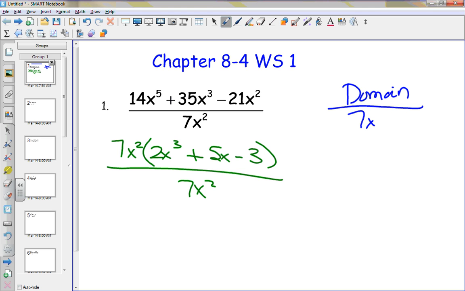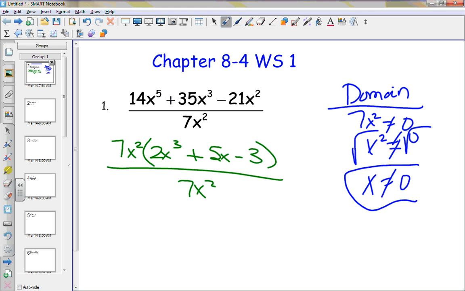Domain: 7x squared cannot be 0, which means x squared cannot be 0. We always take the denominator and set it not equal to 0. Every time. That's the domain restriction. Now take the square root of both sides, and x cannot be 0. That's my domain restriction.